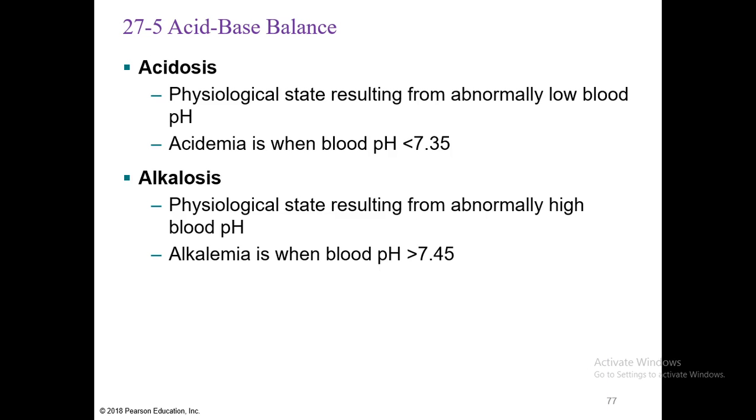Some terms that you need to know: acidosis. So acidosis is caused by an abnormally low blood pH. Acidemia is when the blood pH is lower than 7.35, and this can be dangerous. Alkalosis is the opposite of that, so an abnormally high blood pH, and alkalemia is when the blood pH is above 7.45.